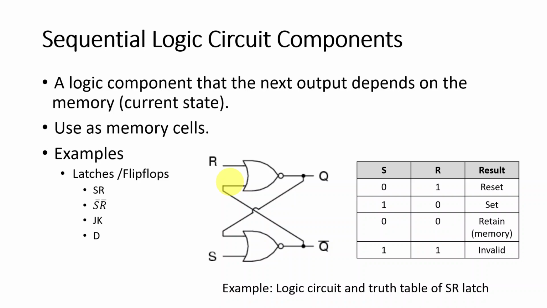And we use the sequential logic circuit components to build memory cells. The memory cells are used in the registers and also in main memory. And these days we use the concept of the memory cell to build our secondary storage devices like solid state drives as well. We call them the latches or the flip-flops. There are different types of flip-flops or latches: the SR flip-flop, the S bar flip-flop, the JK flip-flop, the D flip-flop. We will be looking at those things when we are doing the logic circuit components.